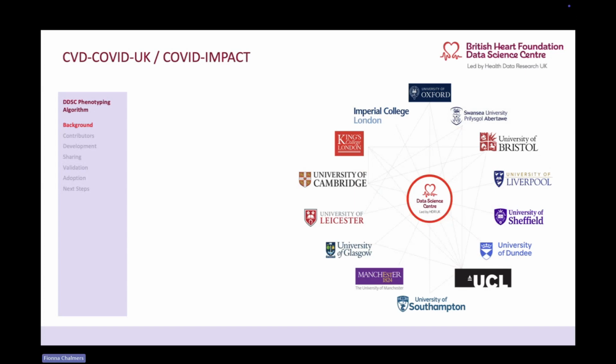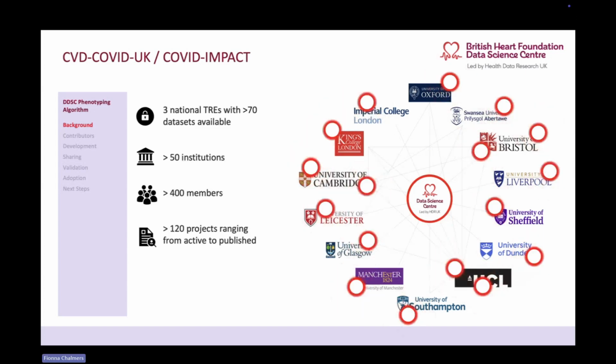And this is that project in numbers then. So we have a consortium with over 400 members. They come from many different institutions, and we have over 120 sub-projects that run under CVD COVID UK COVID Impact. So they're all projects that have their own specific research aims and questions, but of course they will relate to COVID-19 and typically cardiovascular diseases.